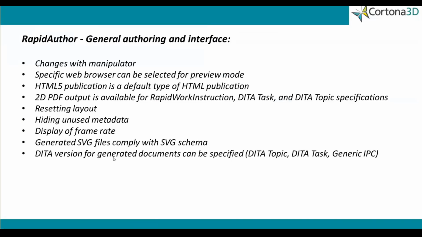And another also apparent change is that the version of data for data topic, data task, and generic IPC can be specified in the document. This is sometimes needed with Teamcenter and with a content management system specifically, as it sometimes requires you to specify a specific data version.